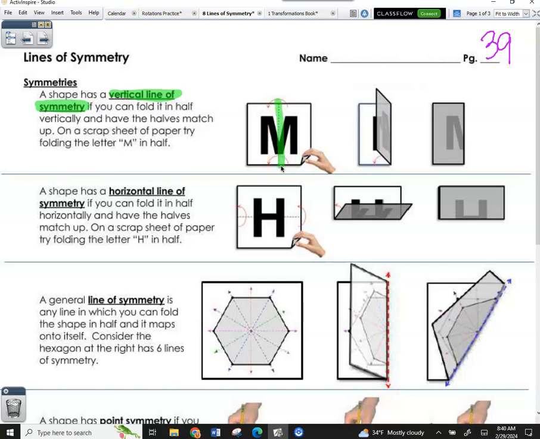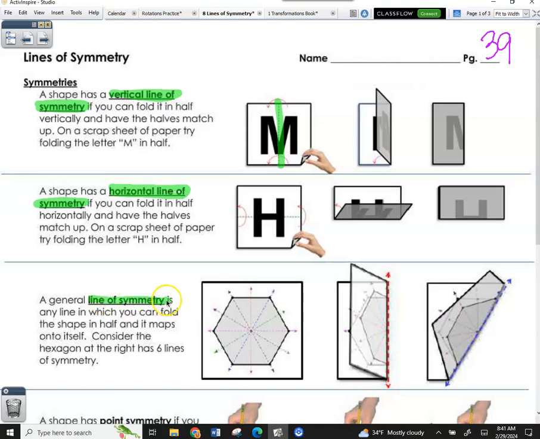A horizontal line of symmetry traditionally is called folding it hamburger style. That's where you're folding the paper down or up, and it has a horizontal fold, a crease, and that would be the horizontal line of symmetry. Notice that if I took a capital H and I folded it right in the middle, it would be symmetrical. The bottom picture matches the top picture. Looks like a reflection, right?